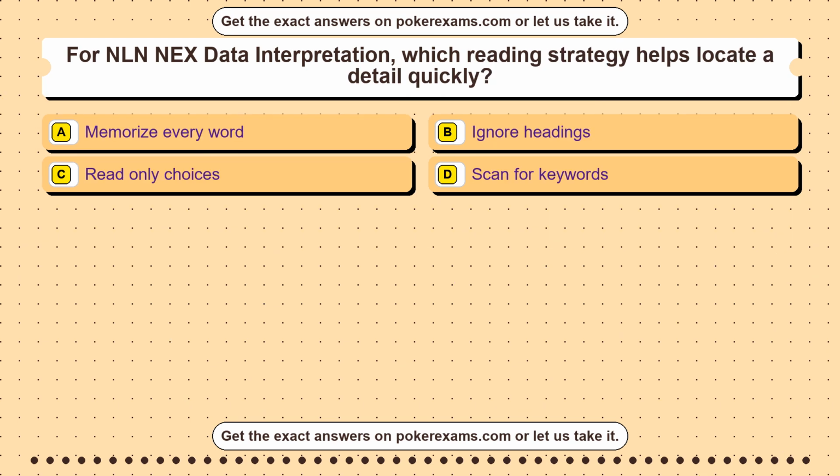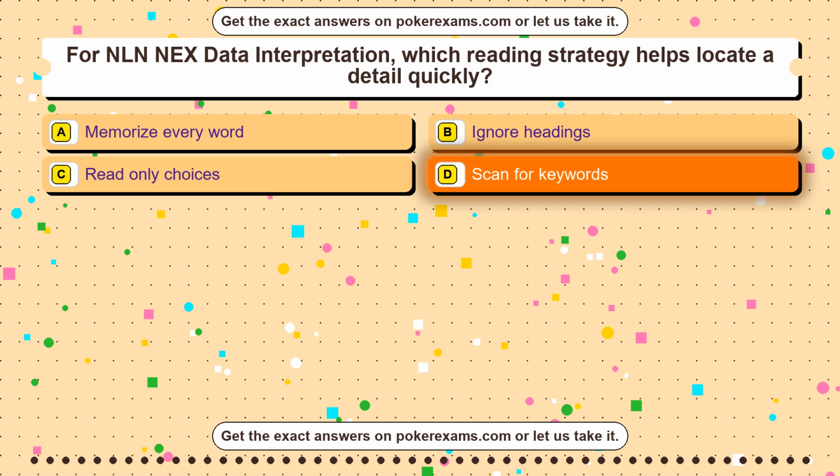Question 22. For NLN NEX Data Interpretation, which reading strategy helps locate a detail quickly? Option A, memorize every word. Option B, ignore headings. Option C, read only choices. Option D, scan for keywords. The correct answer is option D.